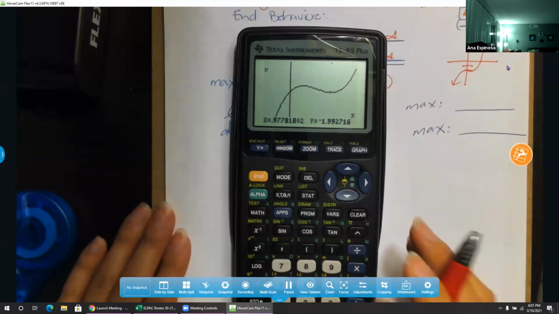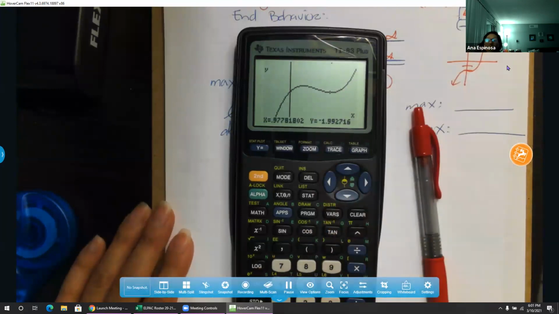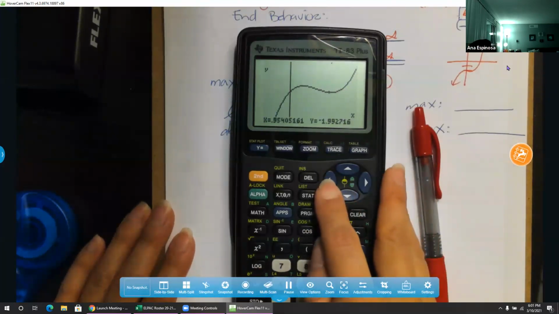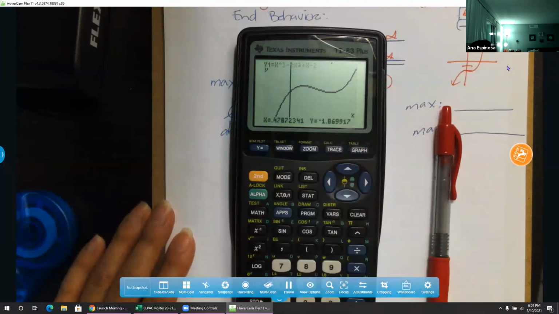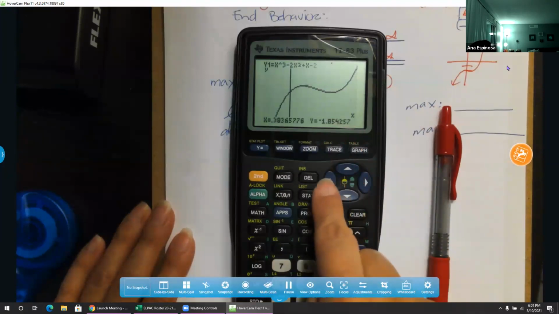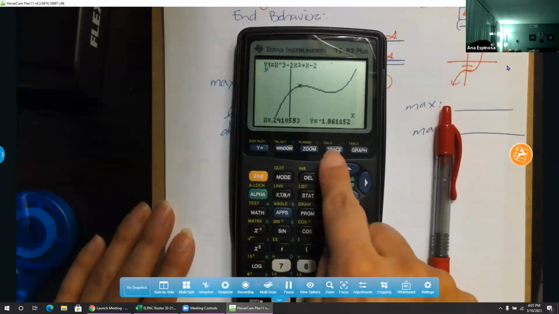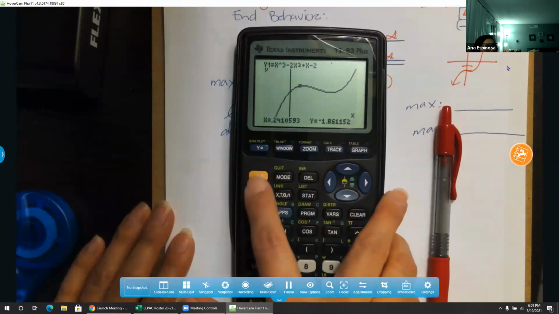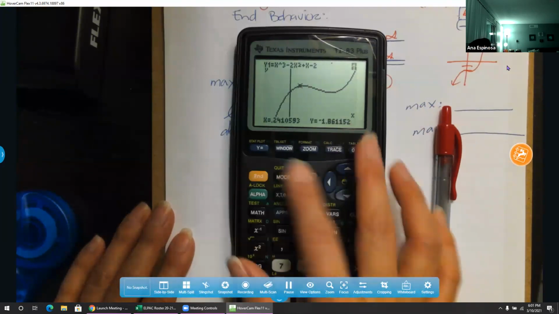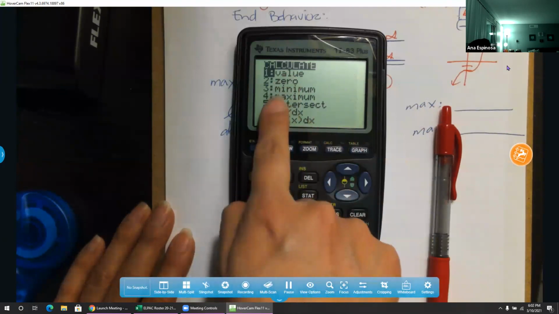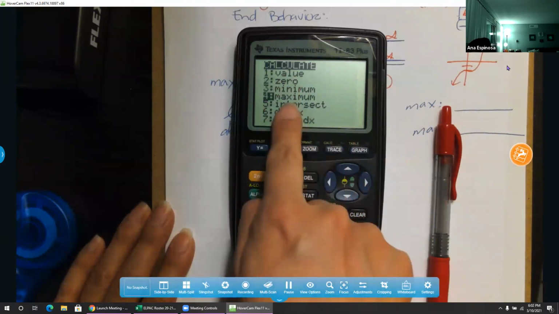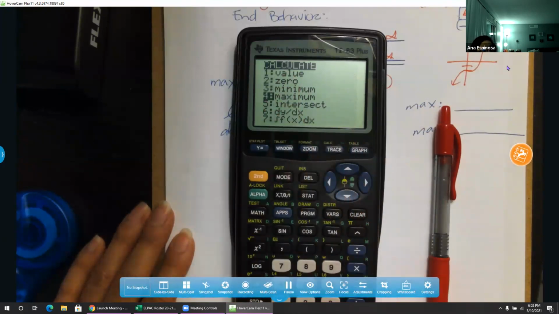Okay, so you don't want to guess. We are not going to guess. We're going to just take the trace button, and I'm going to calculate. So you're going to hit second trace. When you hit second trace, you're going to calculate the maximum. We're going to calculate the maximum on that hill.